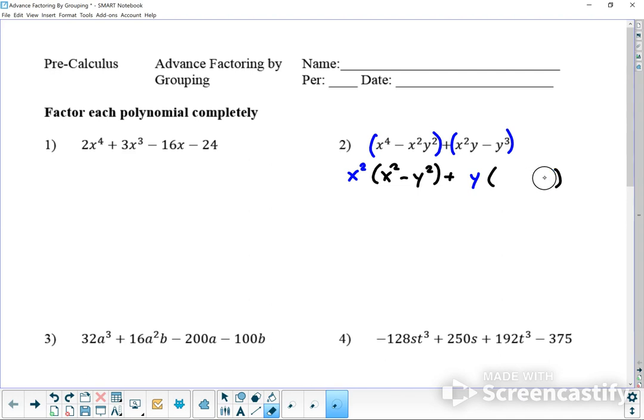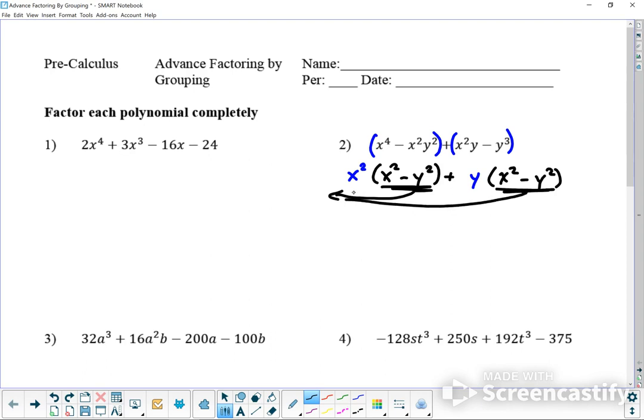If you notice, those are exactly the same inside the parentheses, which means we're going to go ahead and take it and factor it out. Take it and factor it out. So that means we're going to have x squared minus y squared factored out. Left over is going to be your x squared plus y.